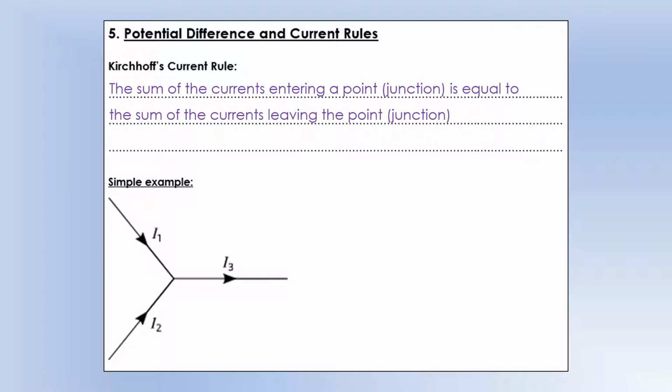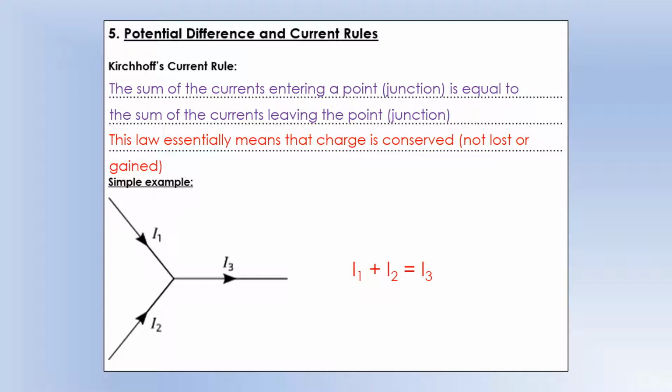A really simple example to show you here: we can see in this example we've got current I1 and I2 going into the junction and just I3 leaving. This law is derived from a much broader conservation law called the law of conservation of charge, which essentially means you can never lose or gain charges. In this case, what that means is I1 plus I2, which is the sum of the currents going in, is equal to I3, the current going out.